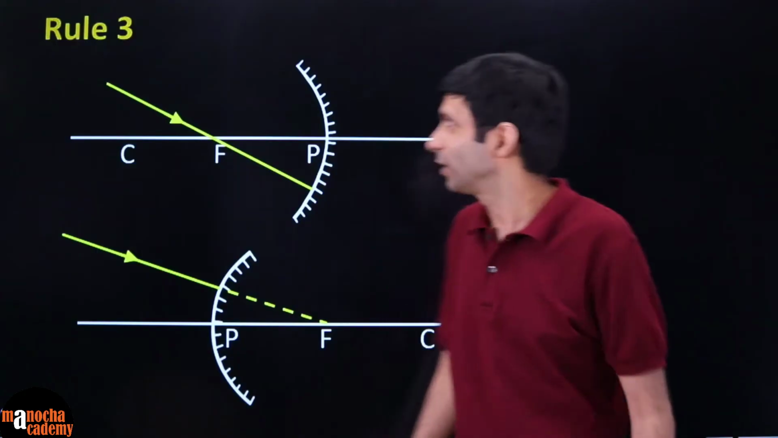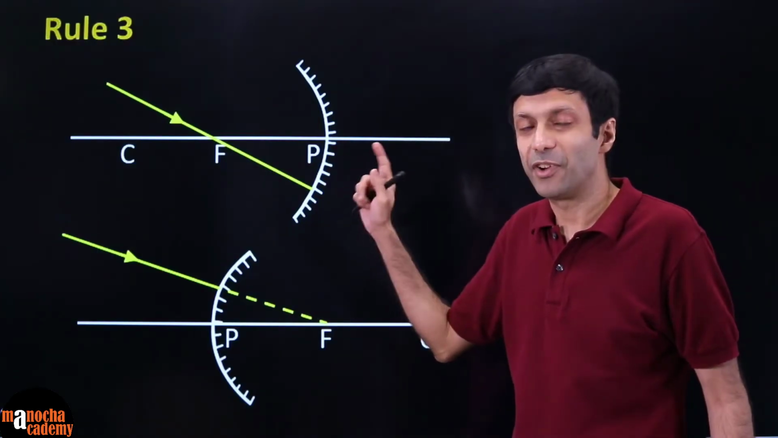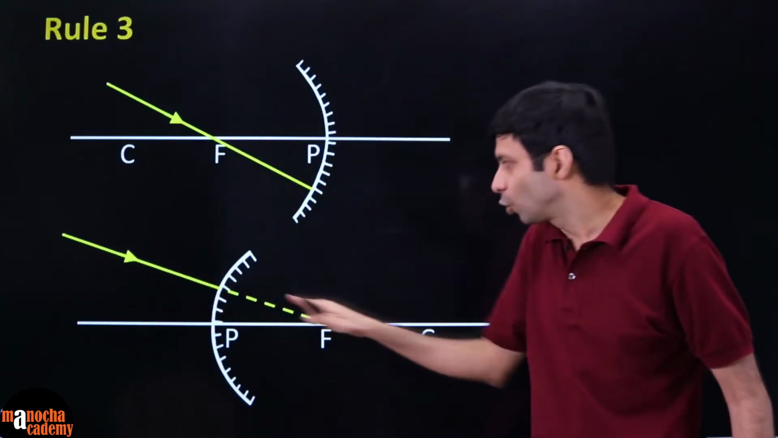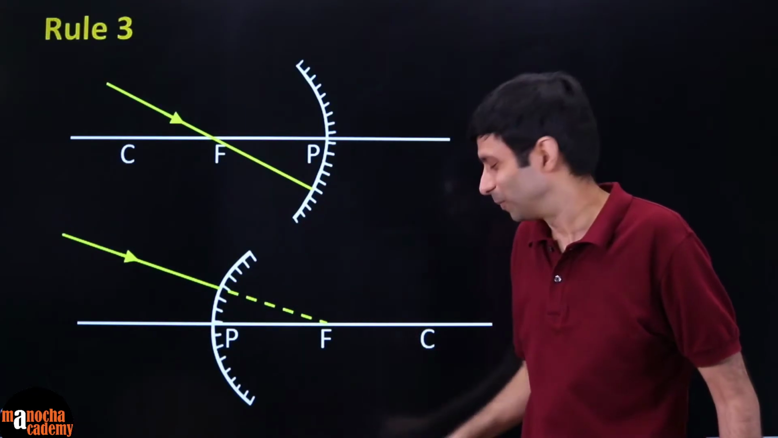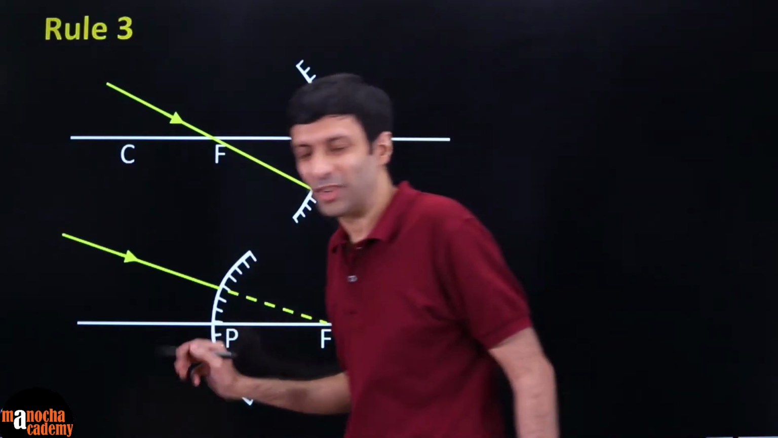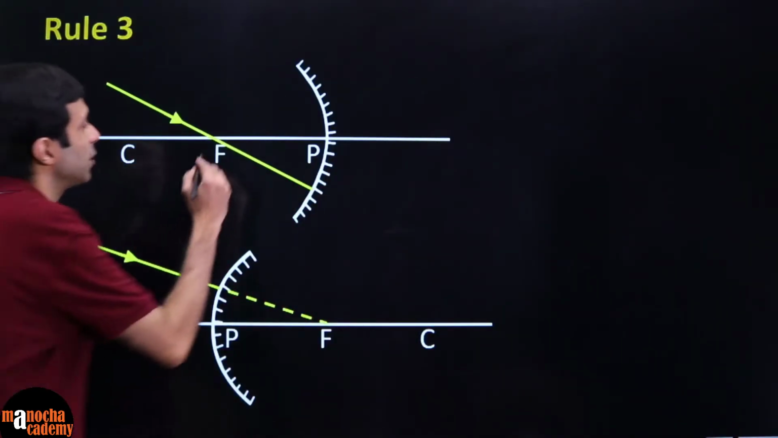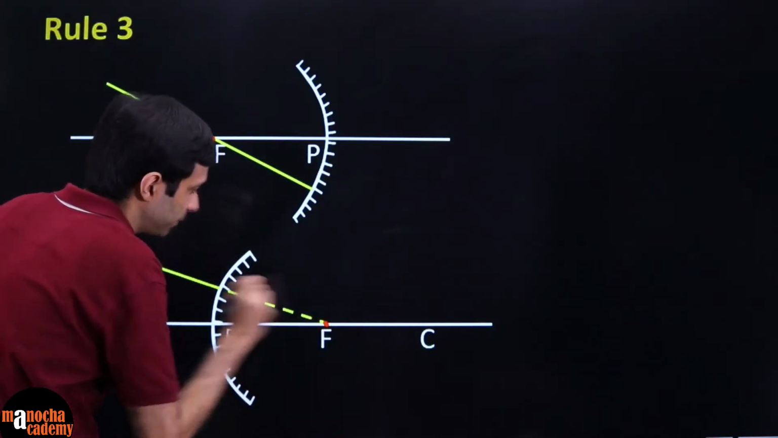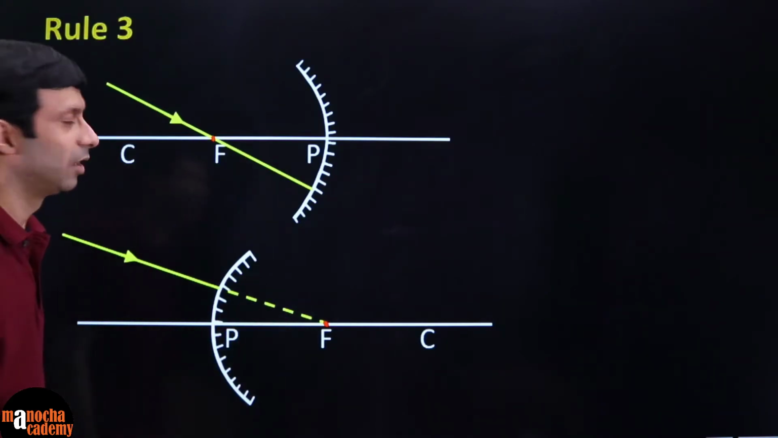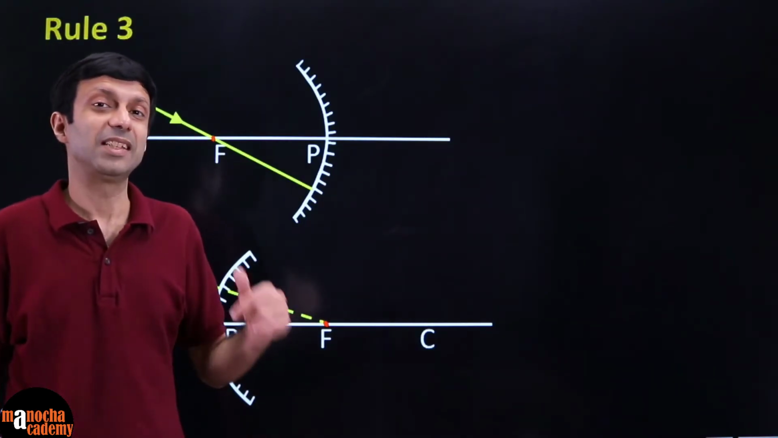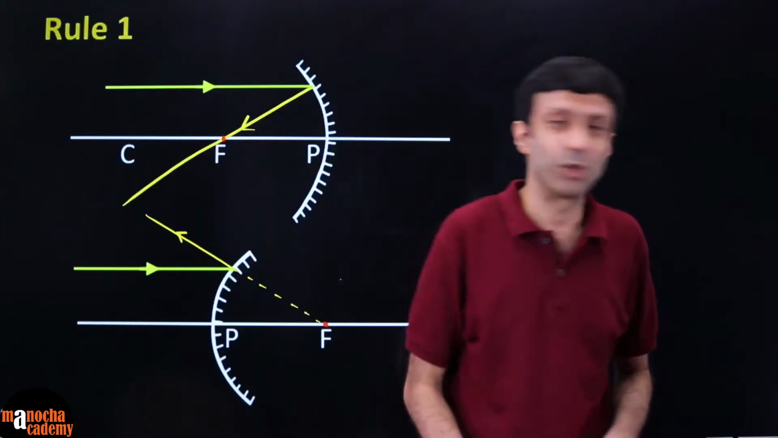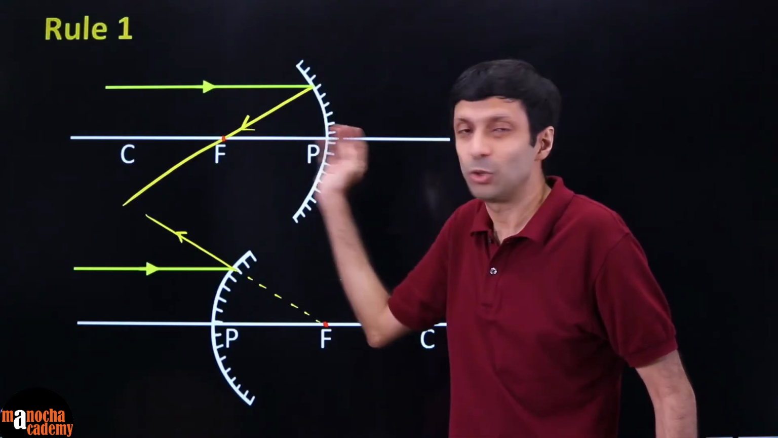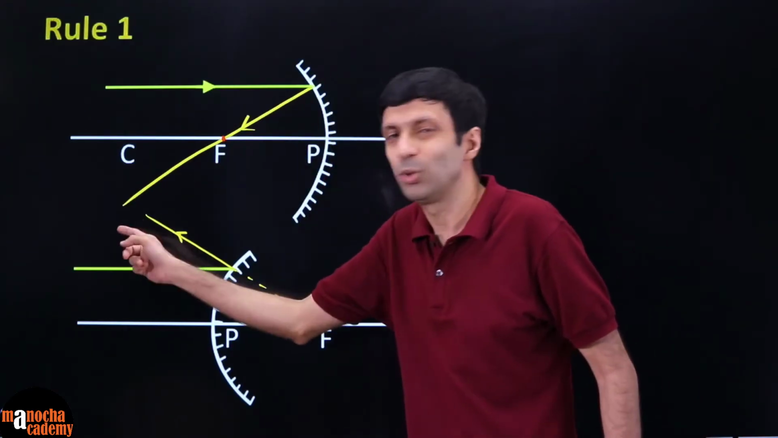Rule number 3, what is the third rule? Third rule is when a ray of light is passing through the focus for a concave mirror, or appearing to go towards the focus, because again it can't go straight through. Mirror is opaque, it is not transparent. So let's say here the ray of light is passing through the focus of the concave mirror or going towards the focus here. So now what's going to happen? This is like the reverse of rule 1, because remember in rule 1, a ray of light parallel to the principal axis of the mirror passes through the focus.